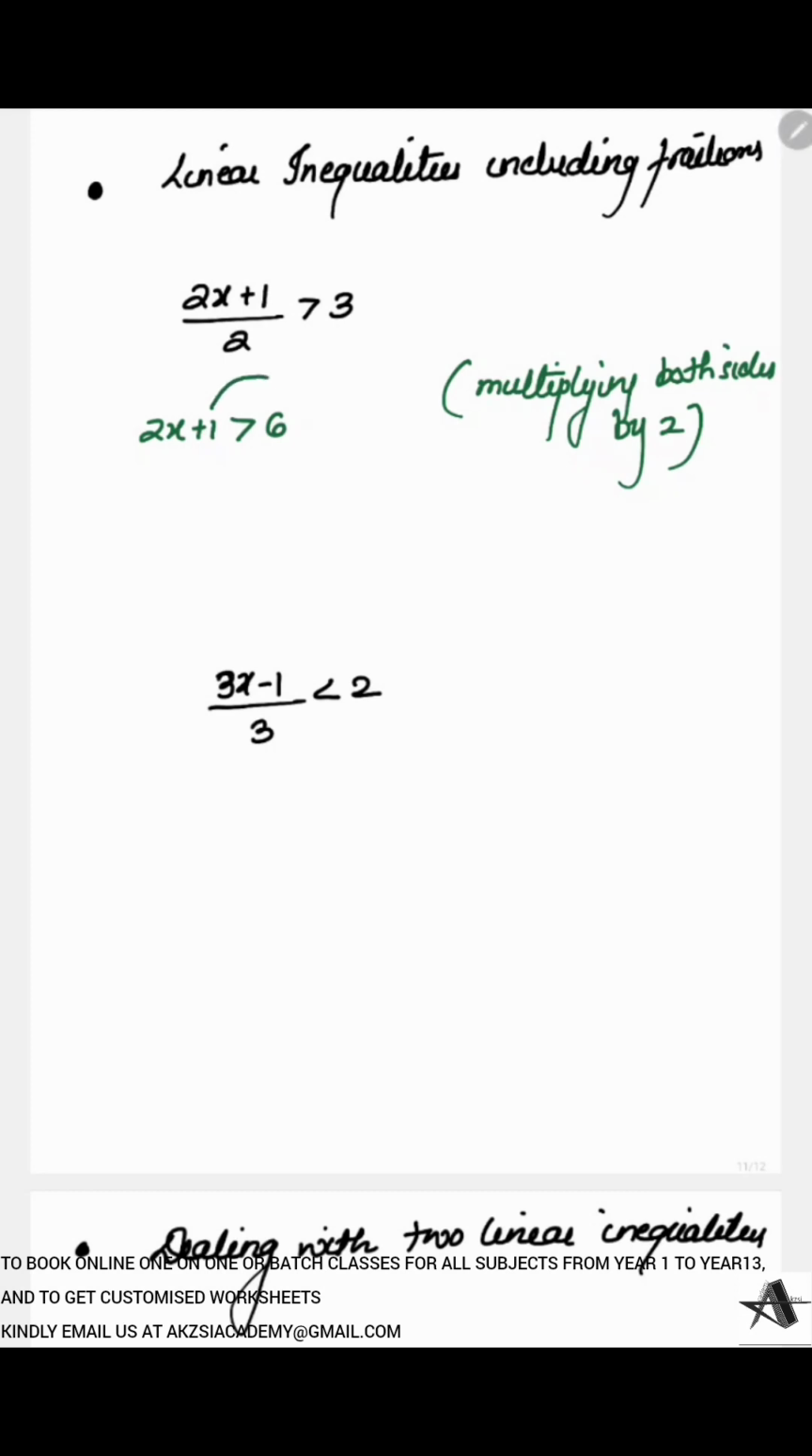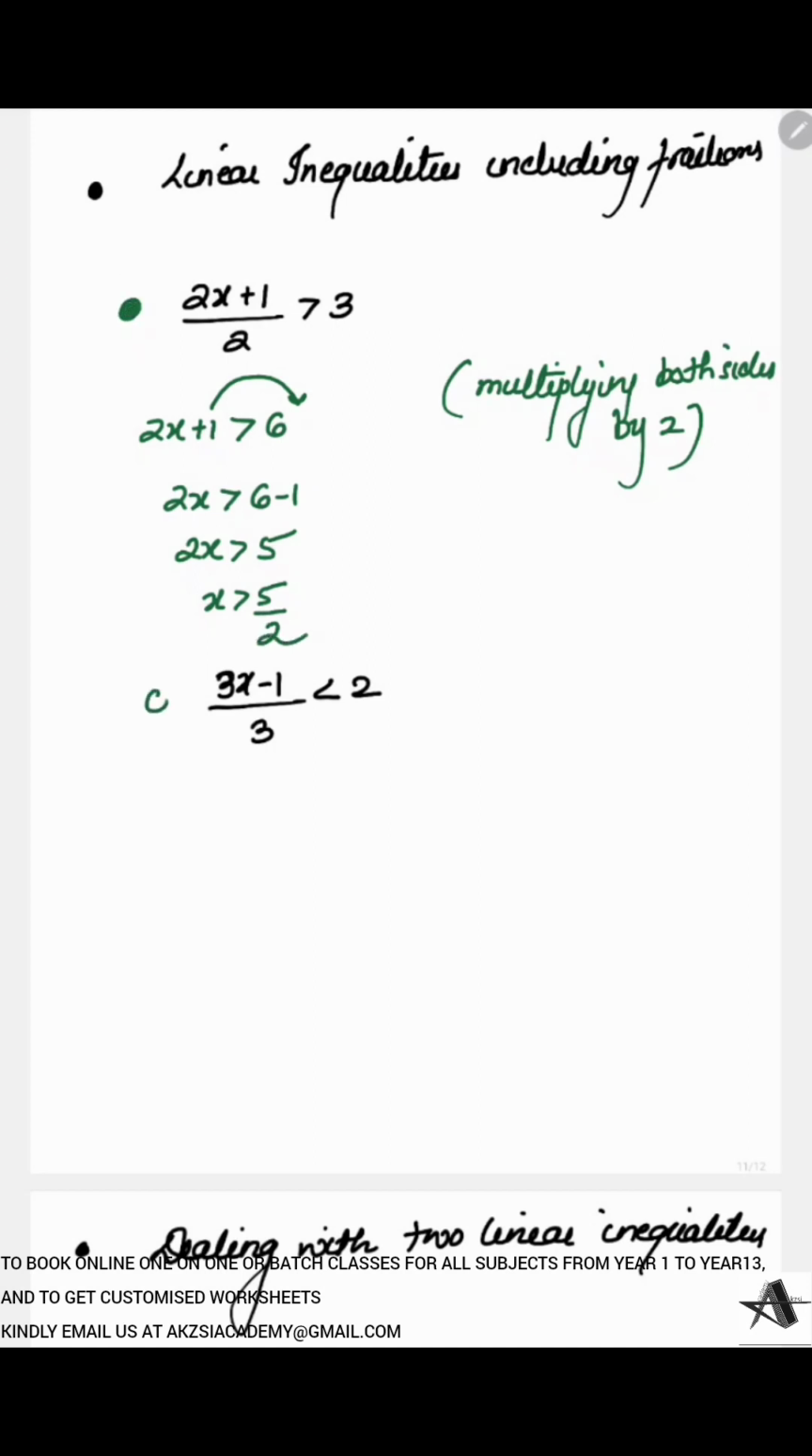Now transposing 1 to the right hand side, 2x is greater than 6 minus 1. 2x is greater than 5. And finally, to isolate x, divide both the sides by 2. You will get x is greater than 5 over 2. That's the final answer.